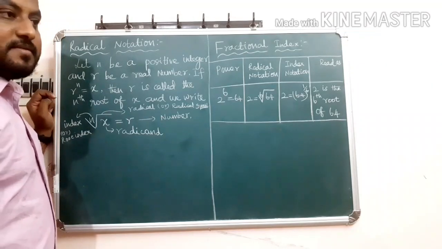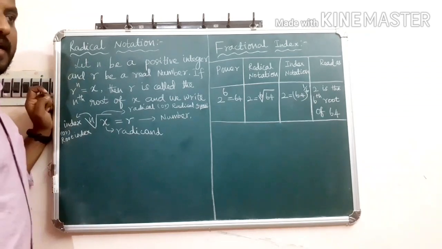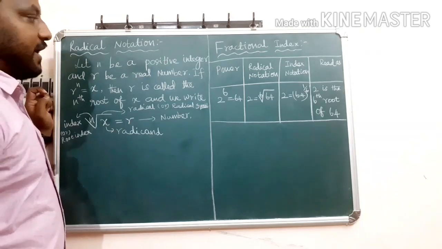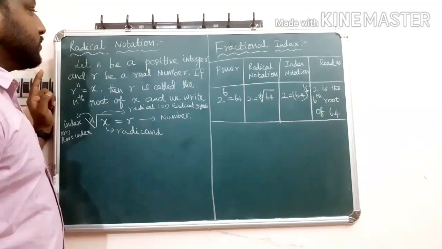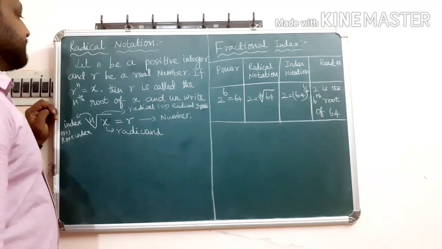In last class, we saw about rational numbers and irrational numbers and their decimal representation on the number line. So today we are going to learn about radical notation.